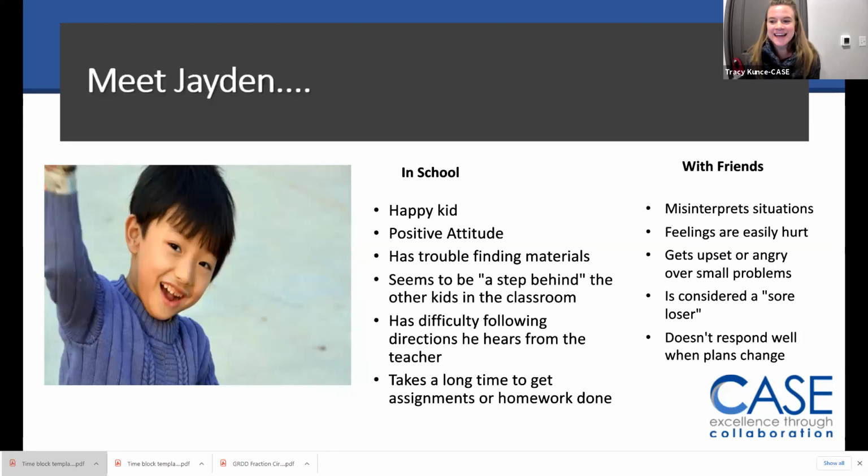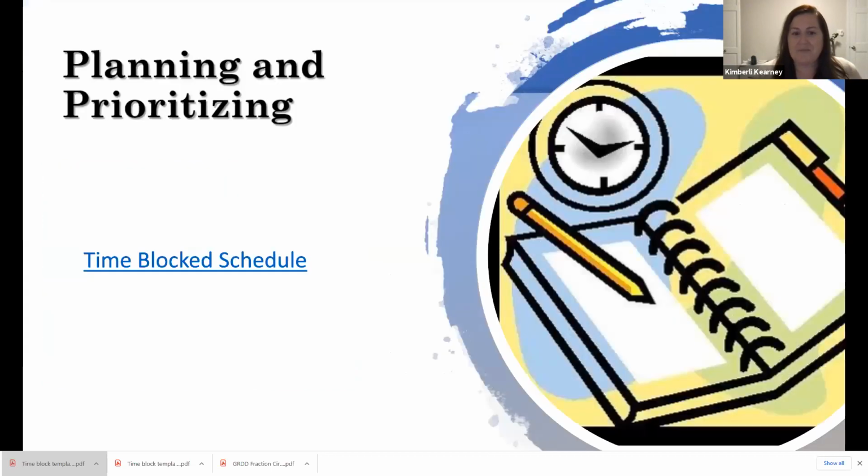And last time we introduced you to Jaden, and these were some of the things that we saw in Jaden. So in school, Jaden had a positive attitude. He had trouble finding materials. He seemed to be a step behind other kids in the classroom, has difficulty following directions he hears from the teacher, and he takes a long time to get assignments or homework done. So Jaden is our made up case study, not a real kid, but these are some of the characteristics you might see in school with a kid with executive dysfunction. And Tracy's going to share some strategies that might help Jaden.